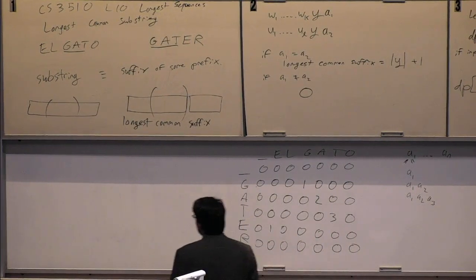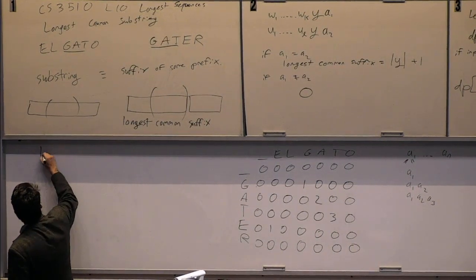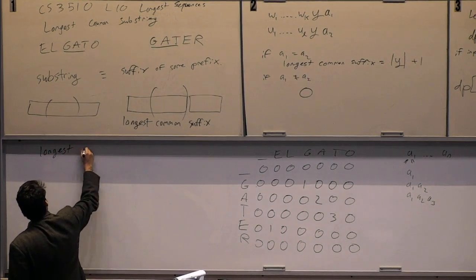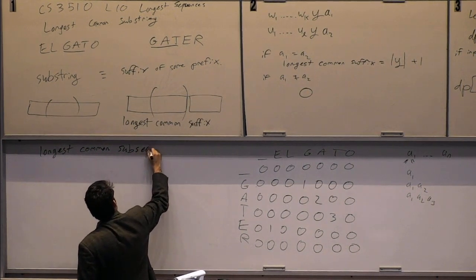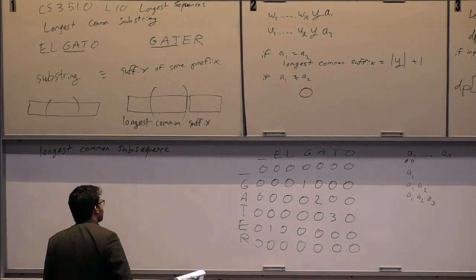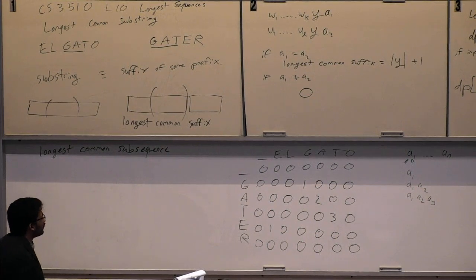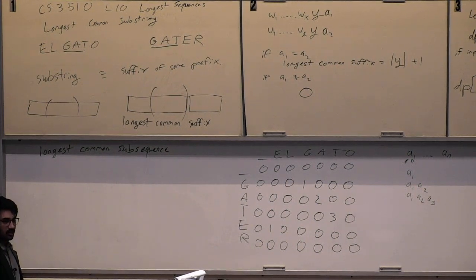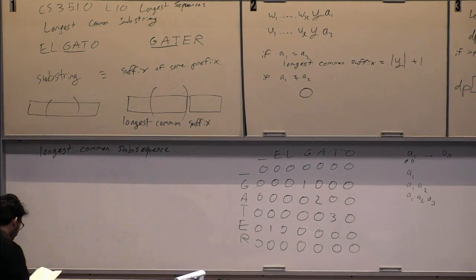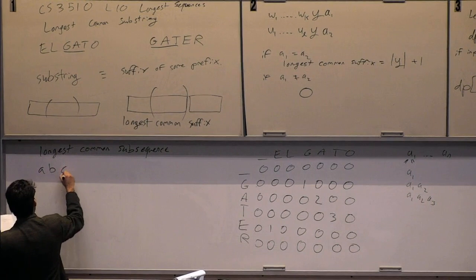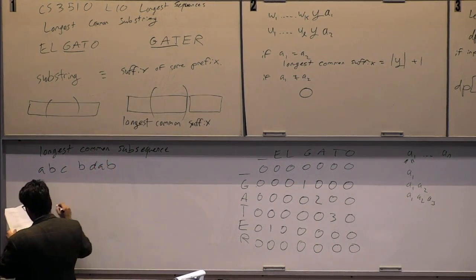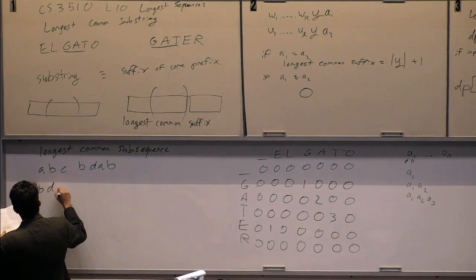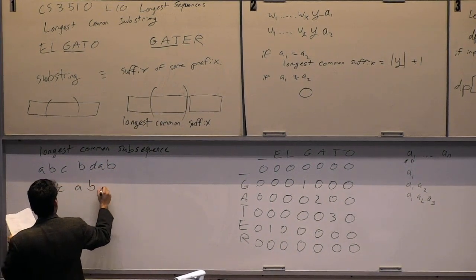All right, let's talk about the longest common subsequence. What's the difference between a subsequence and a substring? Simply, it's this contiguous, not continuous, but contiguousness property. Consider the following. We have A, B, C, B, D, A, B, and then we also have B, D, C, A, B, A, right?